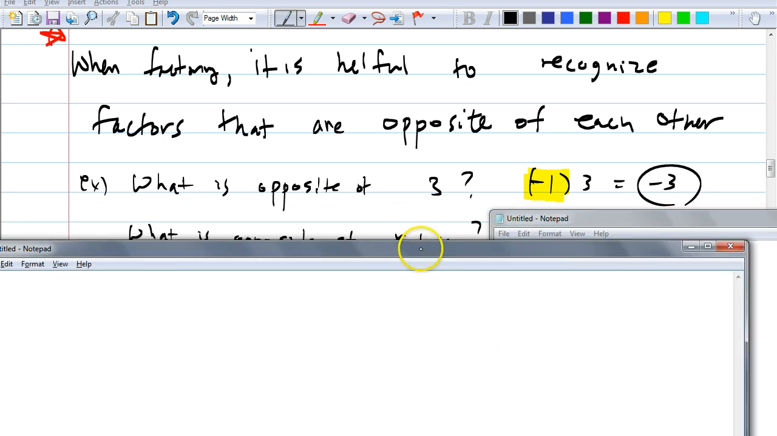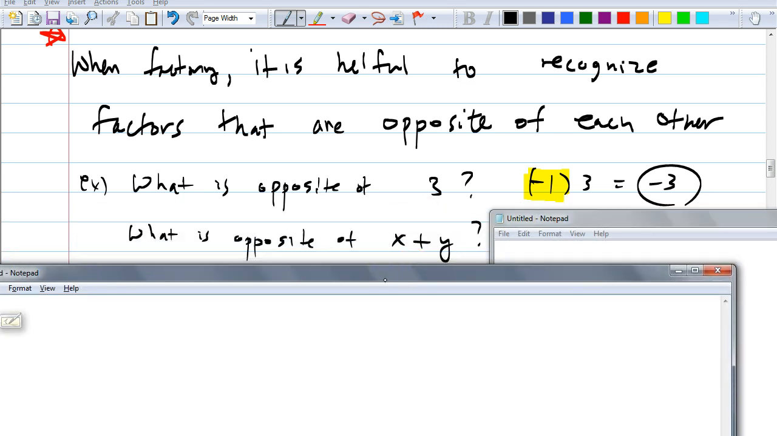For numbers, it's easy. What about for a binomial like x plus y? What do you think opposite of x plus y is? Negative x and negative y? No. X plus y is a binomial. Negative x and negative y is not a binomial. What would be the opposite of x plus y? Spencer?